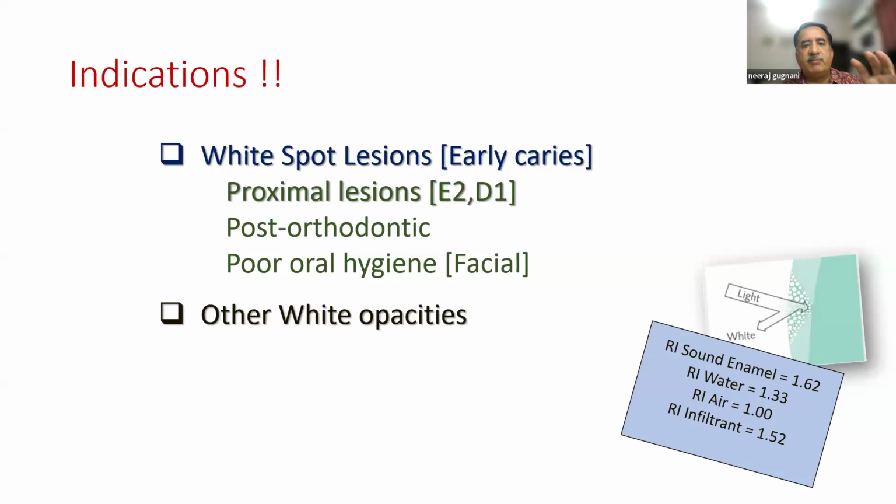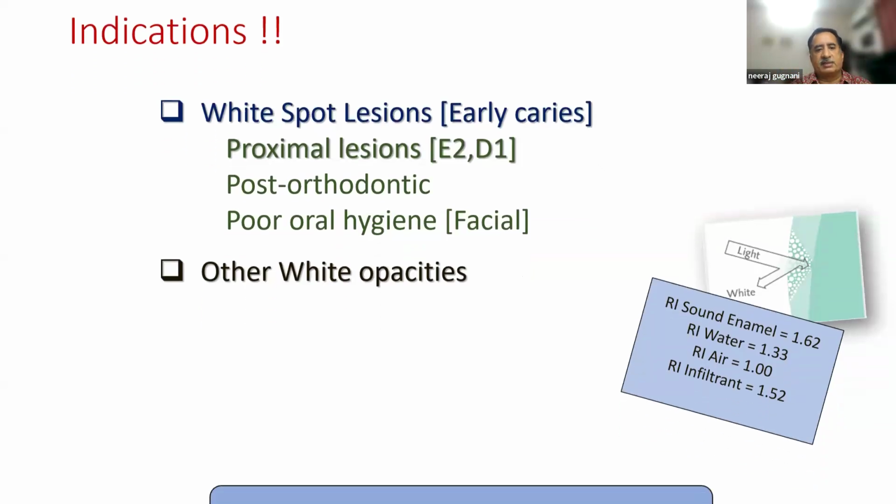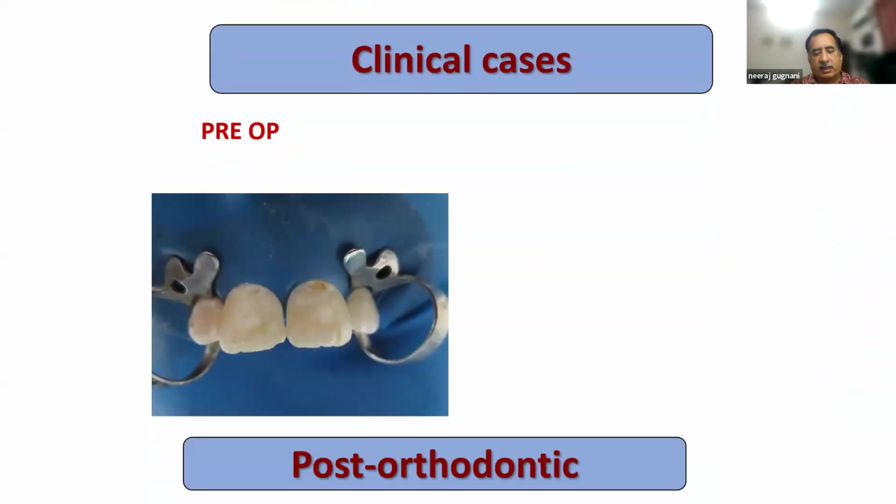So no doubt, RI was brought to the market for stopping the progression of early caries. That's why it is recommended to arrest the early caries as such, because the pores get infiltrated by the infiltrant, and that's why the bacteria which stays inside, they don't get any food, they die off, and then the caries doesn't progress. Clear? So these are the 2 or 3 clinical cases.